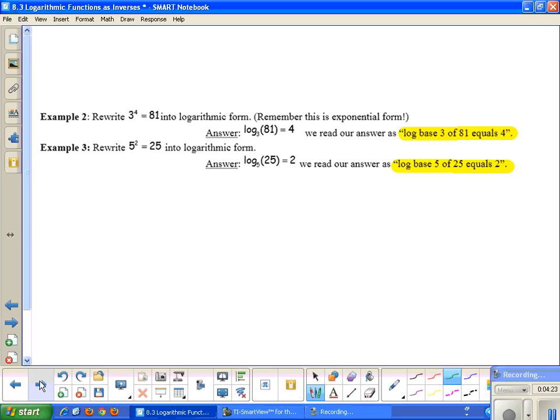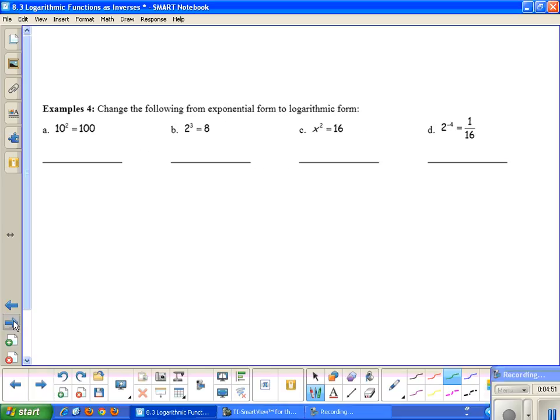So just some examples that are already done for you. If we wanted to write 3 to the 4th power equals 81 into logarithmic form, then you would remember that this is the exponential form. So in logarithmic form, the base stays the base. So log base 3 of 81 would be equal to 4. So it's always equal to your exponent. For example 3, we have 5 squared equals 25. In logarithmic form, it would be log base 5 of 25 is equal to 2, which is your exponent.